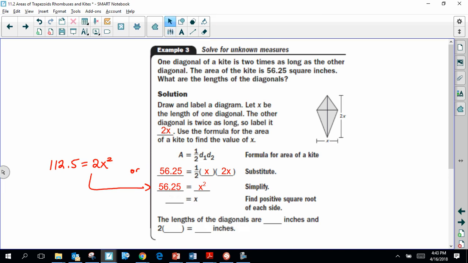So now at this point, we're going to take the square root of both sides, and we do want the positive value only, because the negative 7.5 that we would get doesn't work for the diagonals of a kite. If we were in an algebra-based math class, yes, I would want positive and negative 7.5, but I digress. So the length of the one diagonal is 7.5 inches, and the length of the other diagonal is 15 inches.